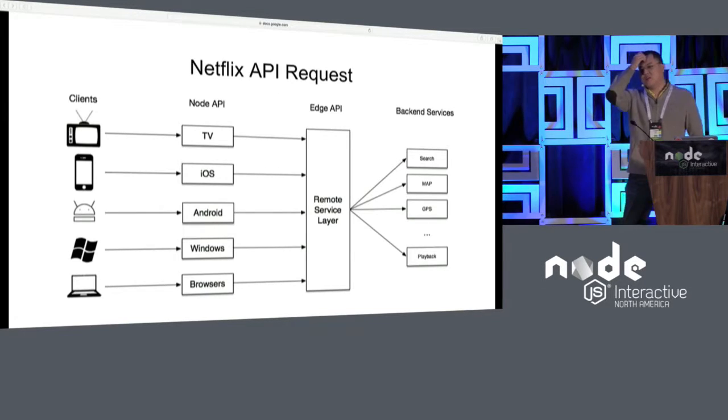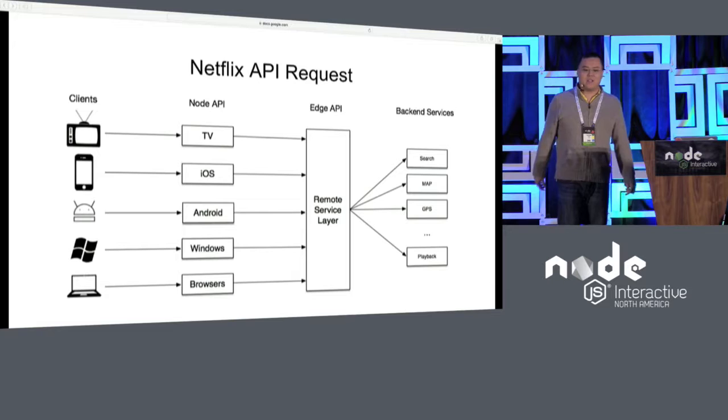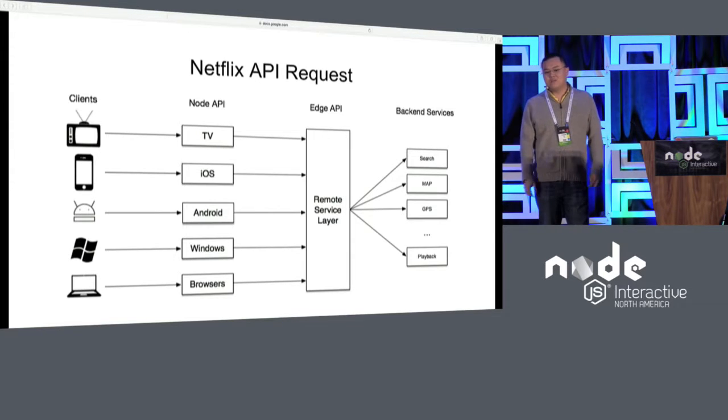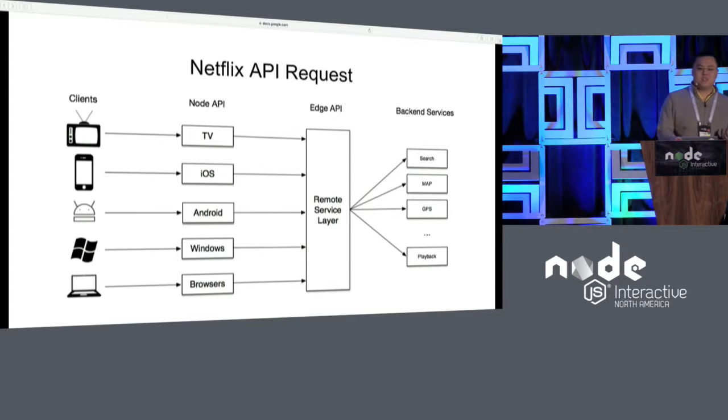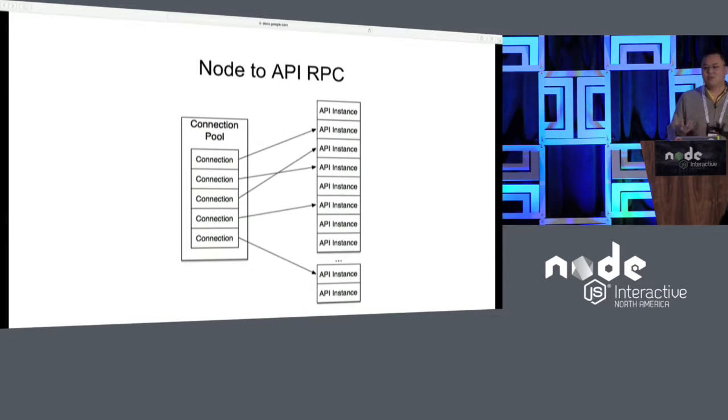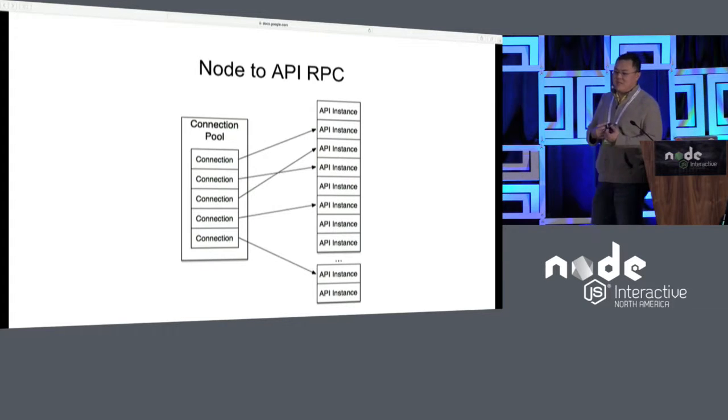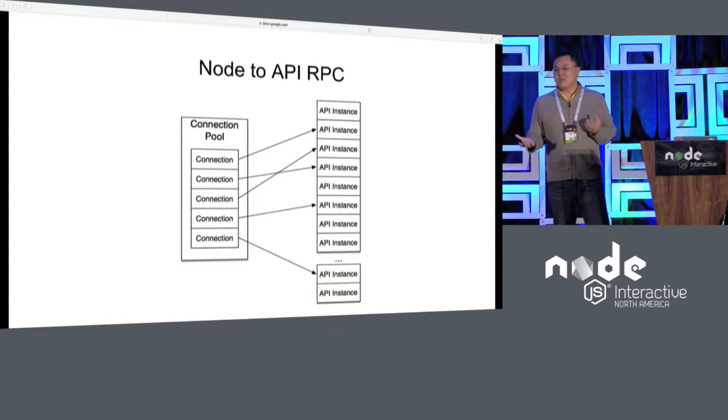So yesterday I gave a talk about our new Netflix API stack. You'll notice on the second column from the left there, we have a Node API stack, and that connects to our Edge Services API. The way the RPC really works is that there is a connection pool within Node, and it maintains a set of connections to a bunch of API instances.